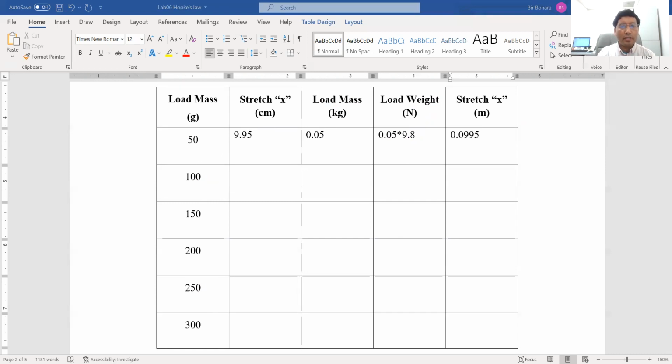If you go to here, you can move this cursor and make it 100 gram, right? Right now it is 100 gram. Look at here, displacement is more, right? If you make 150, let me bring it to the 150, which is our next data. Look at here, extension is more. The displacement from the equilibrium position of this spring is getting more and more when you change the mass, when you increase mass, right? It means the Hooke's law is verified.